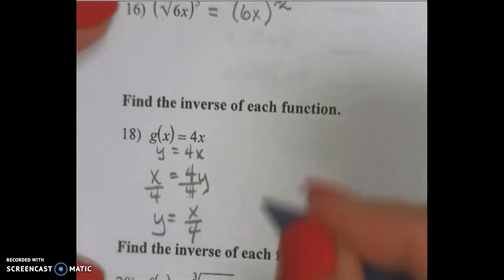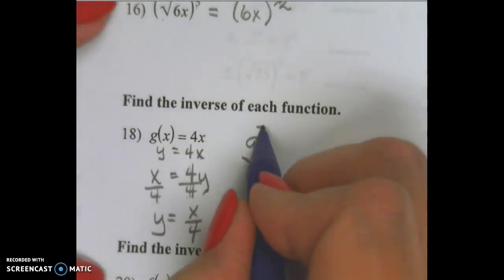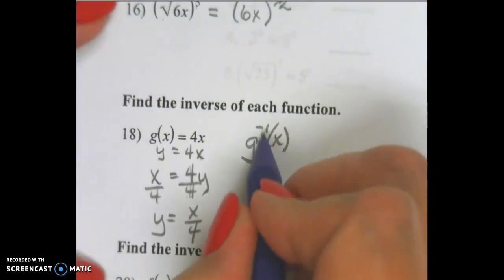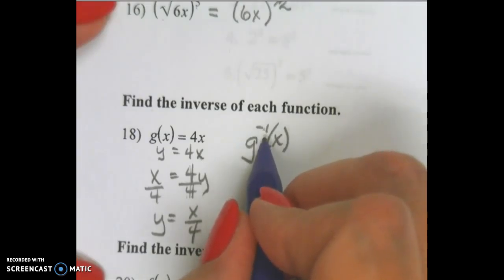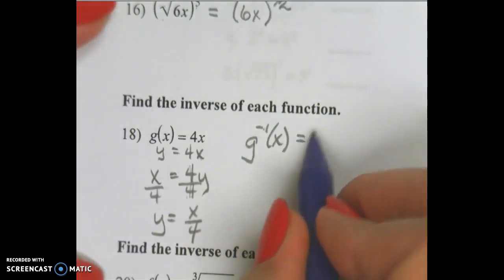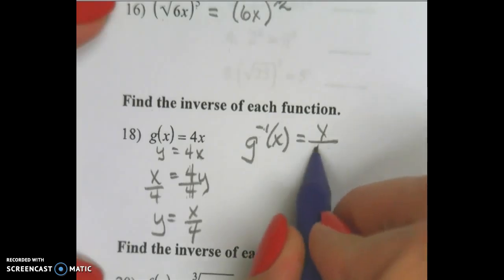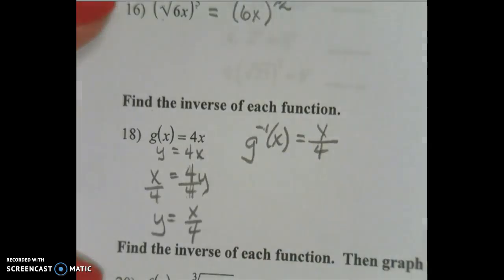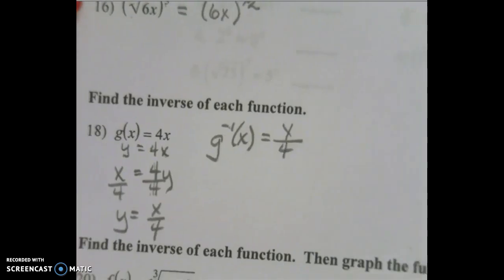To write it in inverse form, that's g, the inverse. That negative 1 right there means inverse of g of x, and that equals x over 4. And there's my inverse function.